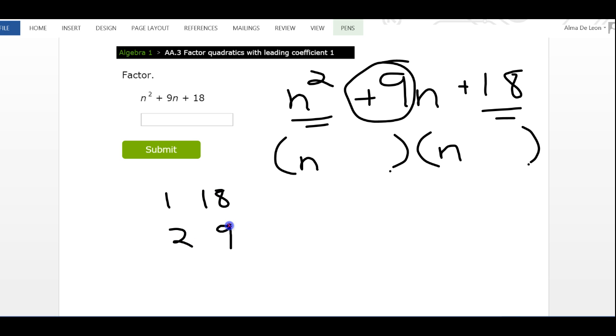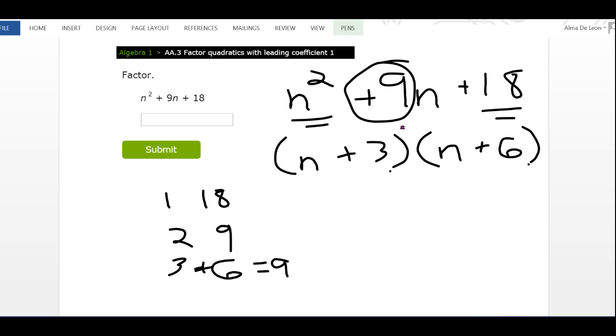2 times 9 gives me 18. 2 plus 9 is 11. And 9 minus 2 is 7. That's still not a good combination. Let's try another one. 3 times 6 gives me 18. And 3 plus 6 gives me 9. Okay, so let's try that. I have positive 3 times positive 6 gives me 18. And if I add them, I get positive 9.